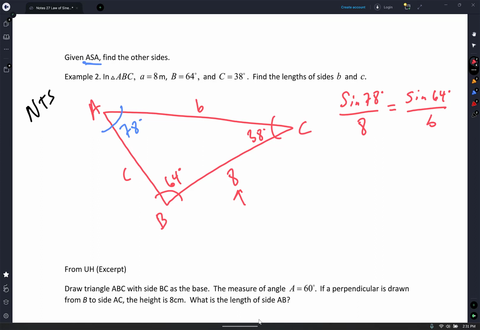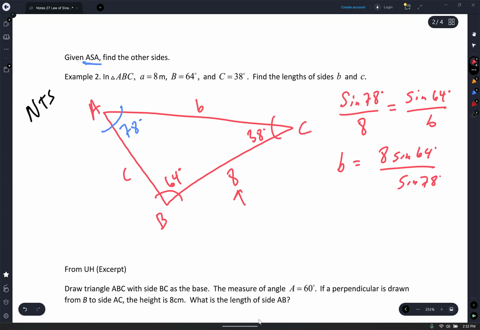All right, here we go. So I'm going to find letter B. Little b is equal to 8 sine 64 degrees divided by sine 78. Hopefully everyone saw that. Do we see how we do it in one step, or do you want me to show the 2 steps? Yeah, 2 steps. Let's do the 2 step.